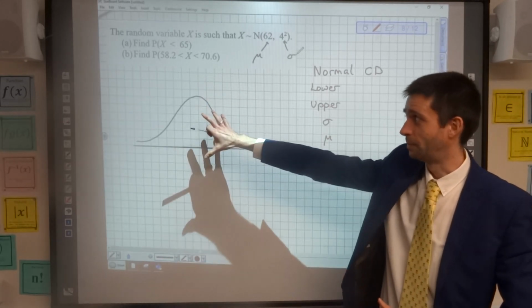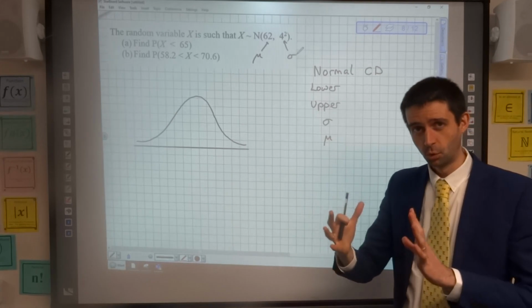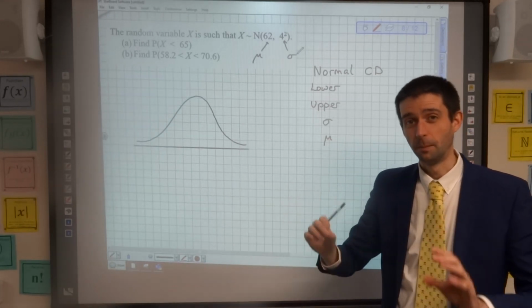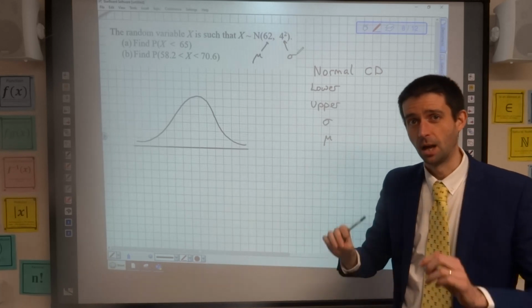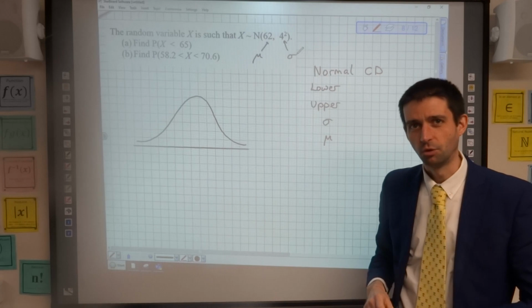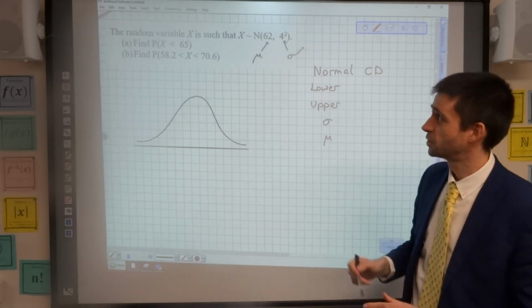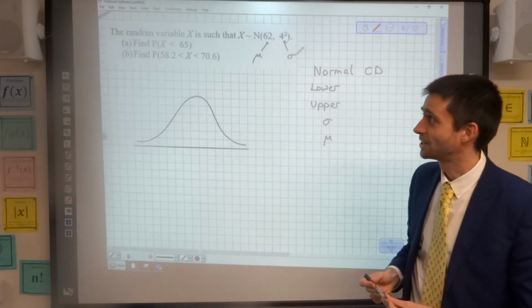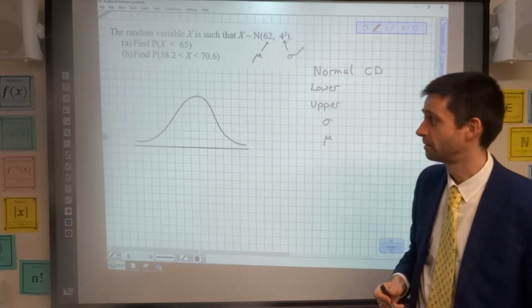It's a symmetrical bell-shaped curve, and the proportions within a certain amount of deviations of the mean is always going to be the same for each normal distribution. I'll deal with that a little bit more later on in the video. But first off, we're going to look at part A. We're being asked to find the probability that x is less than 65.